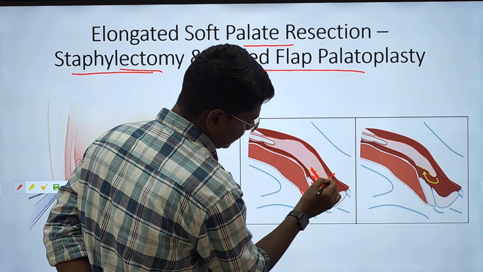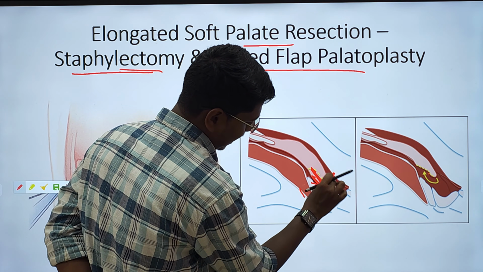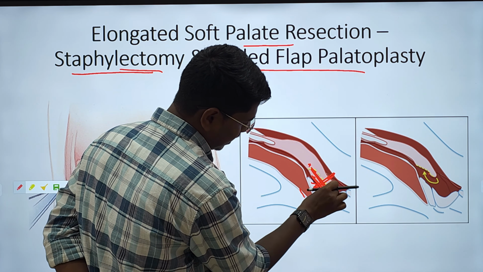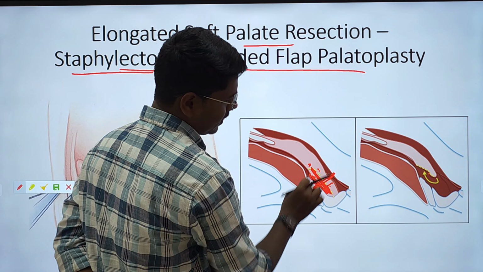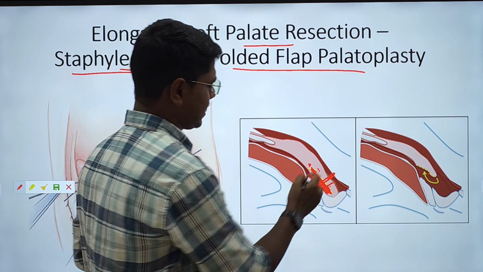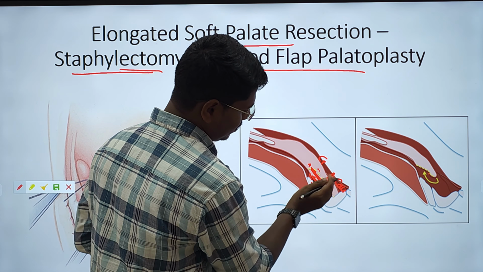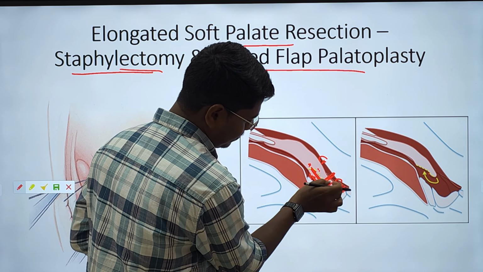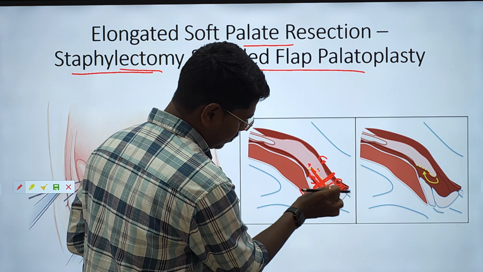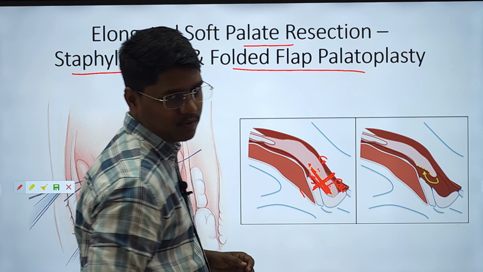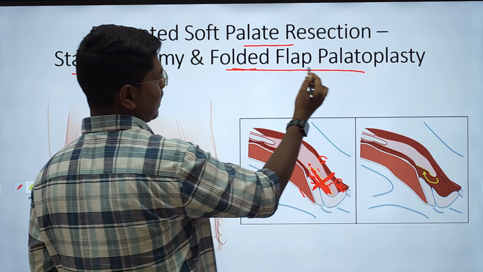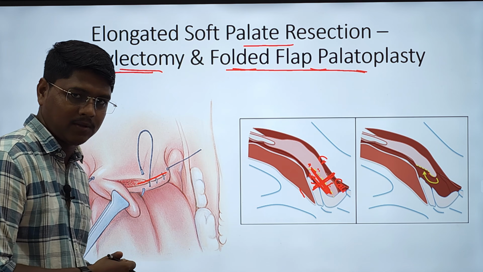Simply it will be like this. This is one half and this is another half. This half will come below the first half. You can say this is the cranial side and this is the caudal side. So simply the caudal side flap will go below the cranial one. Okay, this is known as folded flap palatoplasty.